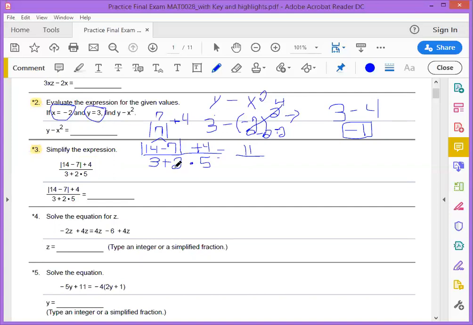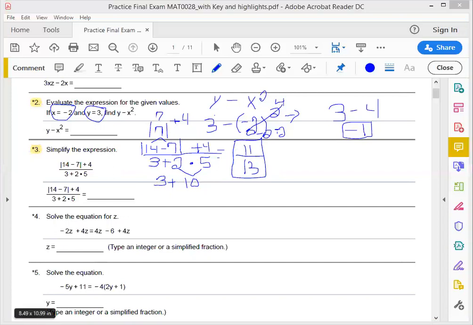Divided by, in the denominator, let's look at what we have here. 3 plus 2 times 5. Our order of operations tells us to multiply first. So 2 times 5 becomes 10 plus the 3. We'll make our denominator 13. 3 plus 10 gives us 13, and this is our answer: 11 divided by 13.